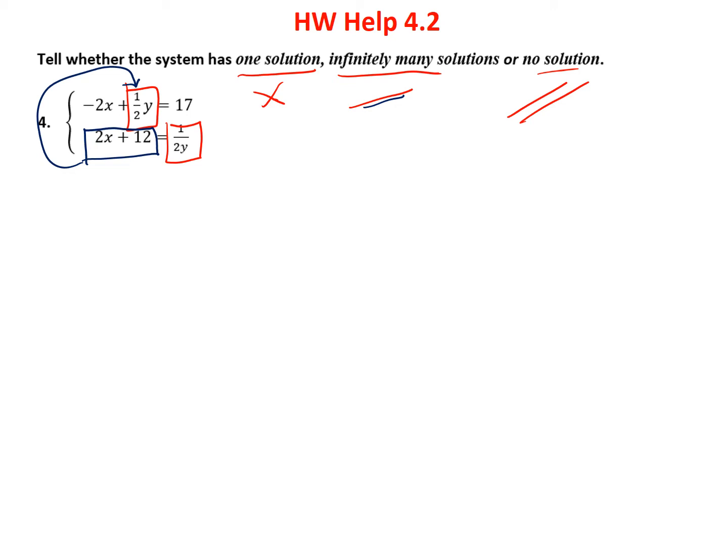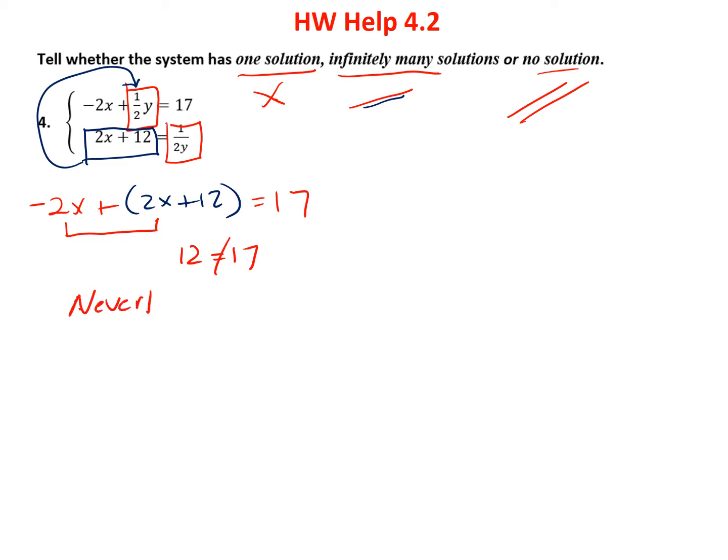So I write the first equation again and then substitute in. Minus 2x plus 2x plus 12 equals 17. Now notice minus 2x and 2x goes to 0, so I end up with 12 equals 17. When is that true? Never true. So what's that mean? There is no solution. Or again, we could say they're parallel lines, but there's no solution for this equation.